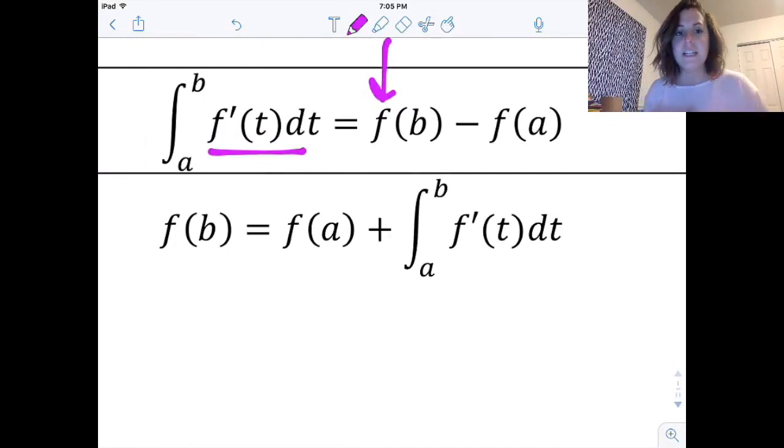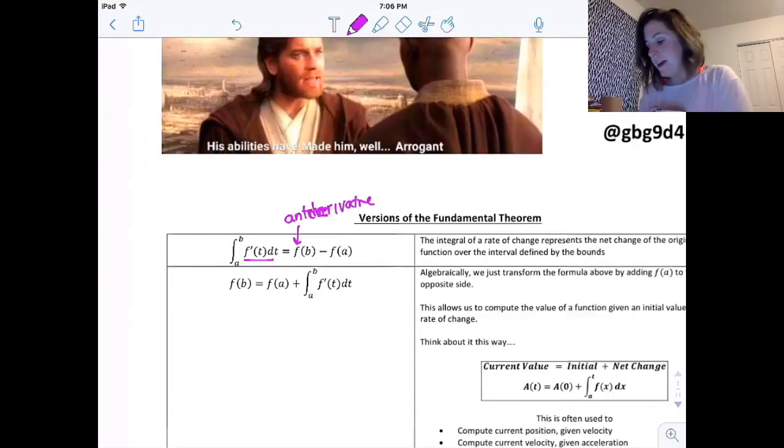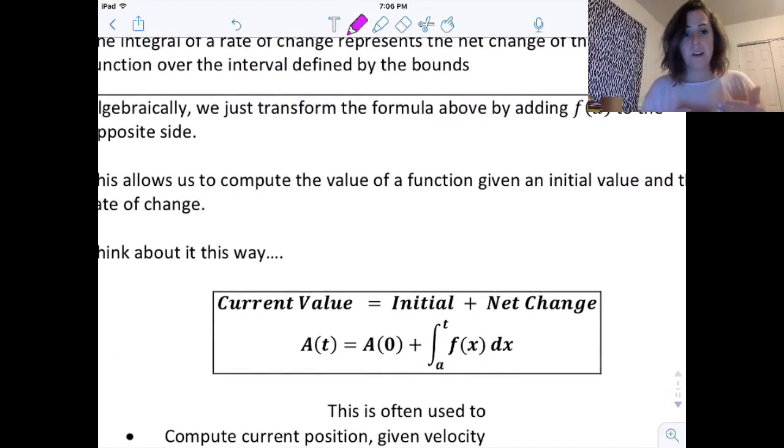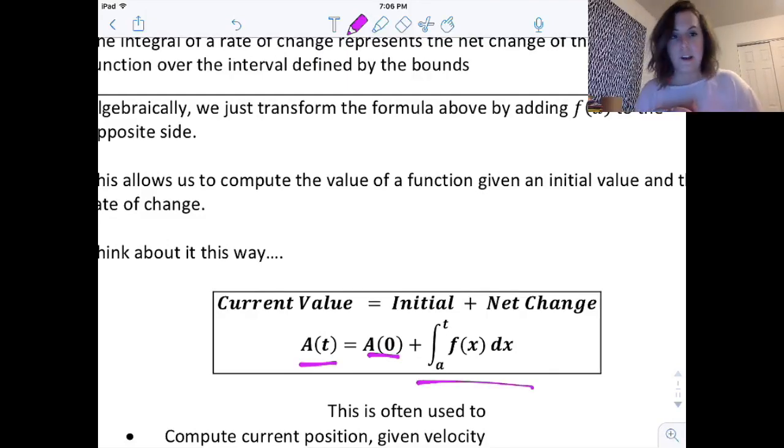This is just a transformation of that. I added f of a to the other side: f of b is f of a plus the integral from a to b of f prime. This is the big thing we need to know. To find a current value, you do your initial value plus your net change. So a of t is a of 0, your initial, plus your net change.